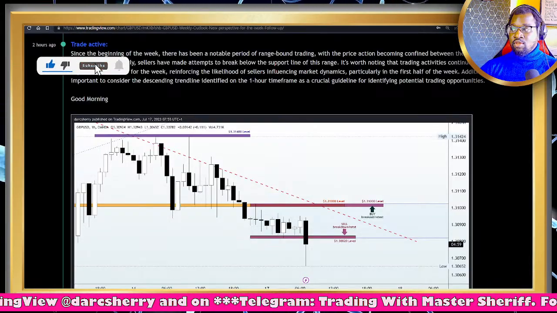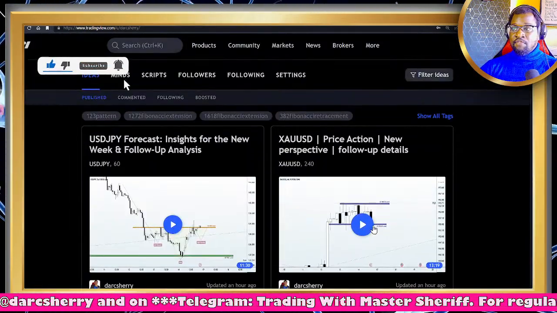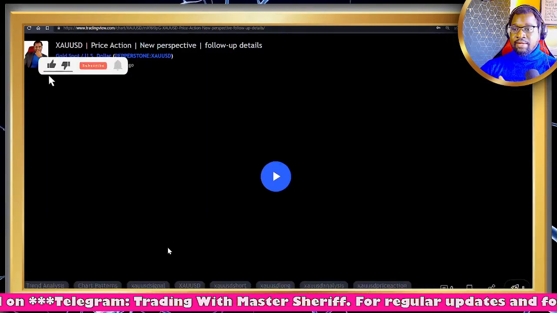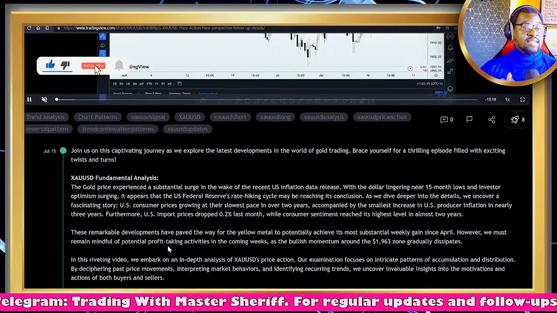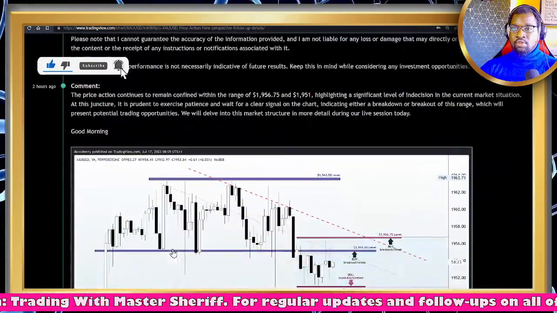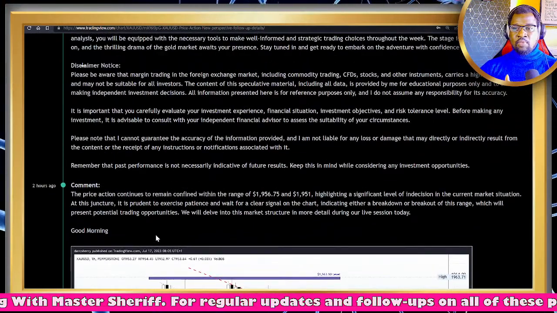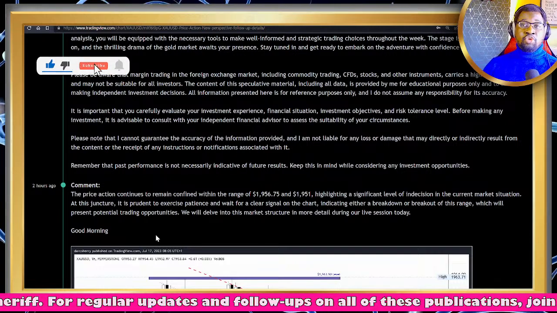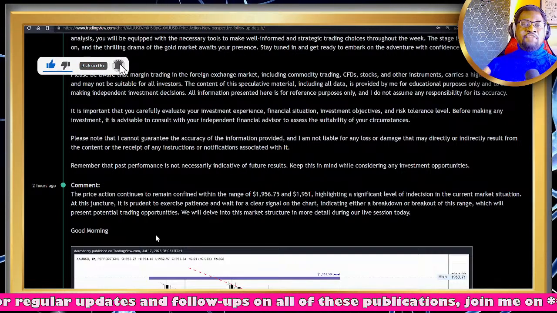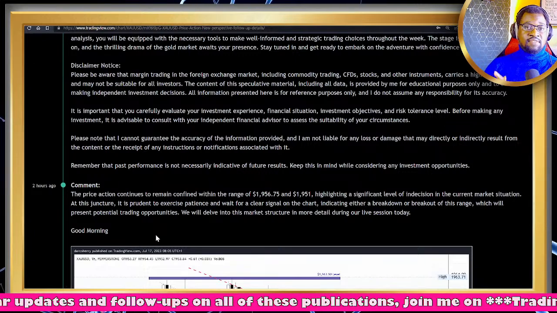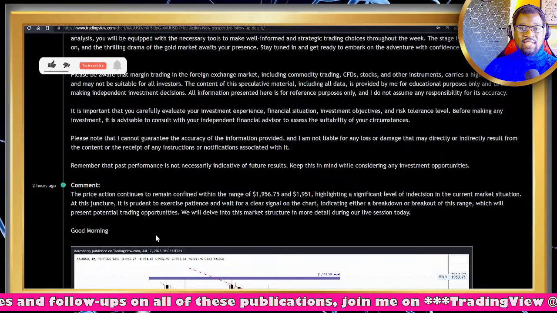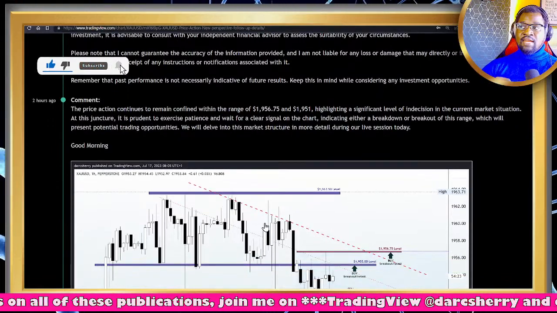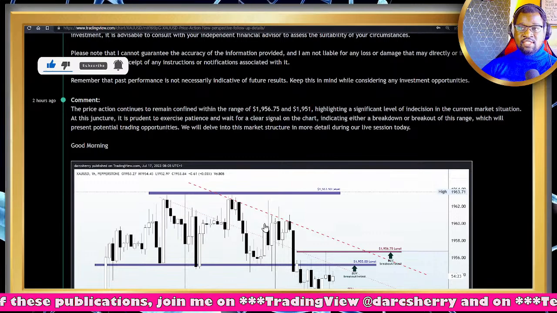on this commodity. Now, if you are with me on both my TradingView and Telegram platform, you will definitely have gotten an update on how we intend to manage our position on this instrument. So this morning I shared this about 2 hours ago. I said here that the price action continues to remain confined within the range of the $1,956.75 level, and of course the $1,951 level, highlighting a significant level of indecision in the current market situation.